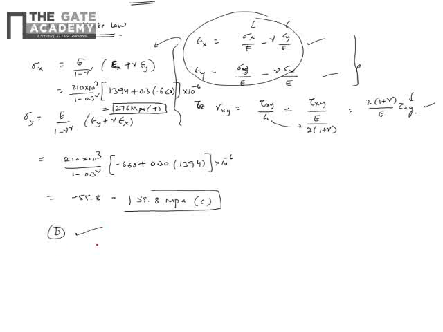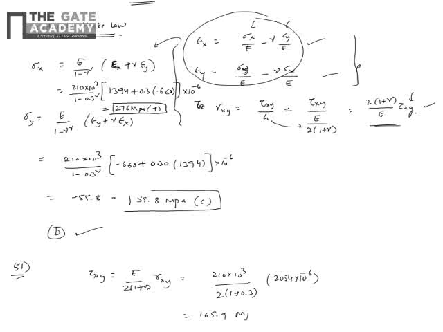Thank you. Now let's discuss the 51 part. The 51 part is basically tau xy. From the third equation I can get tau xy as E by 2 into 1 plus mu times shear strain gamma xy. It's just a matter of substitution, and this is 2054, times 10 power minus 6, so this value comes out to be 165.9 MPa, and the answer for this is C. So the answers are D and C, just you have to use modified Hooke's law. Thank you.